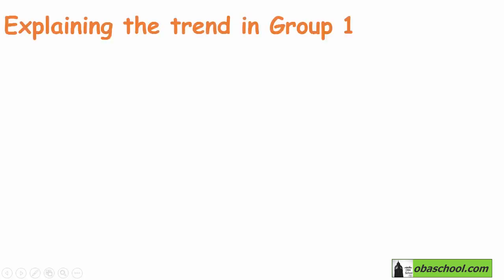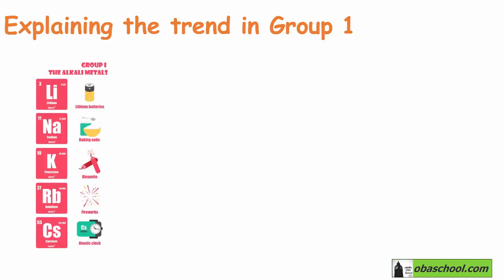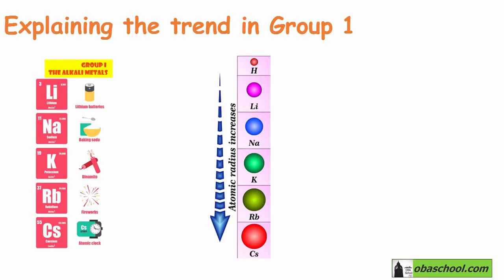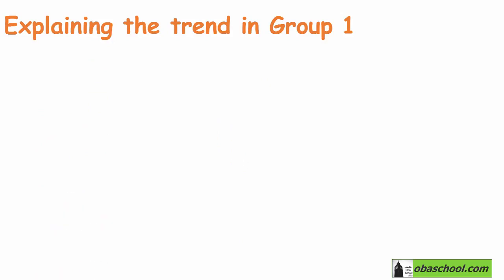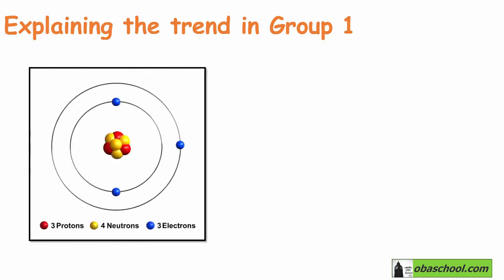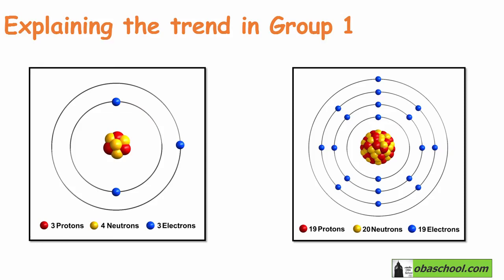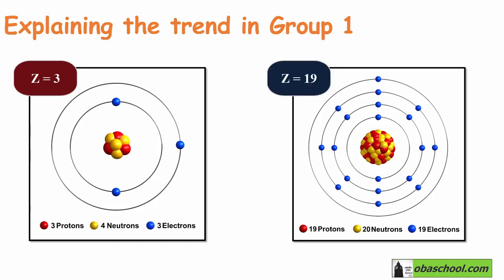Let's start with explaining the trend in Group 1. Here are the elements of Group 1. Elements in Group 1 of the periodic table are known as alkali metals. For example, we have lithium, sodium, and potassium, etc. As we move down the group, the atoms get larger because they have 1 more electron shell. So let's examine the electronic structure of lithium and potassium, for example. Lithium has an atomic number of 3, so it has 3 electrons, whereas potassium has 19 electrons.